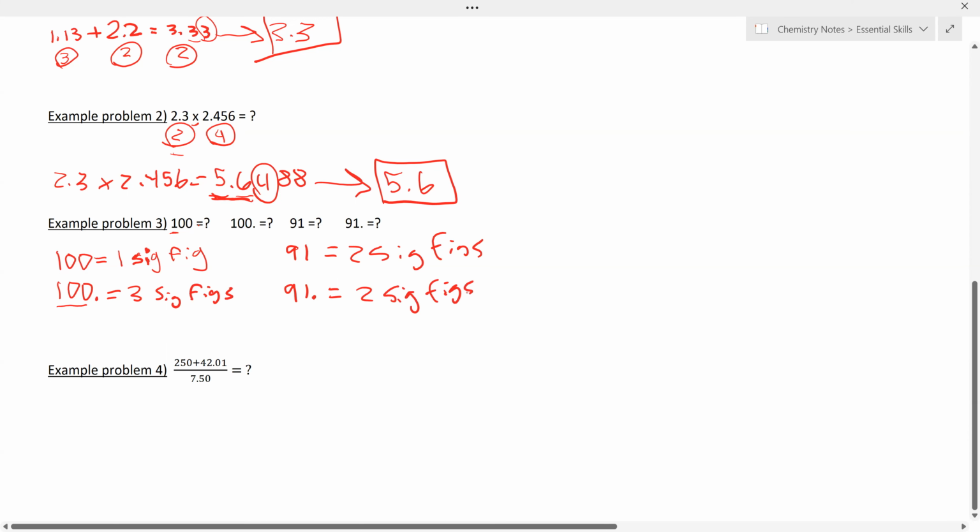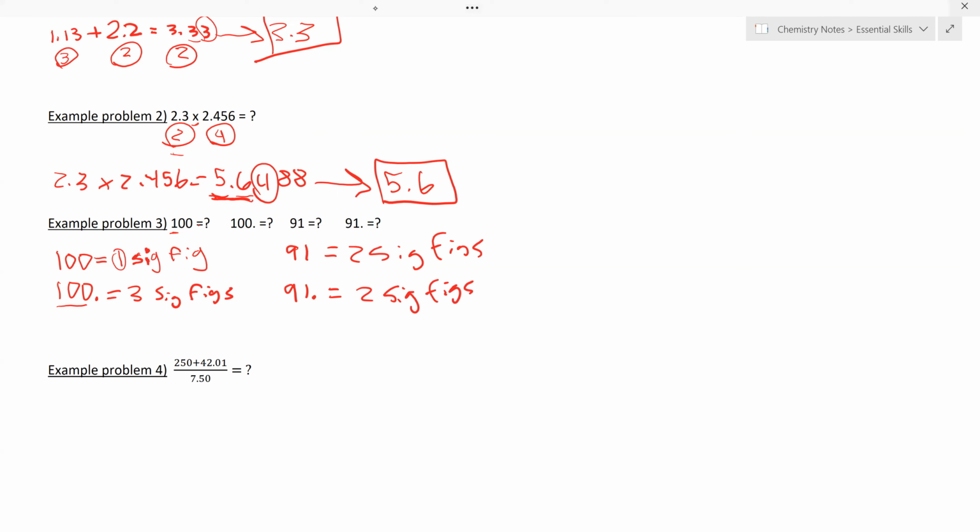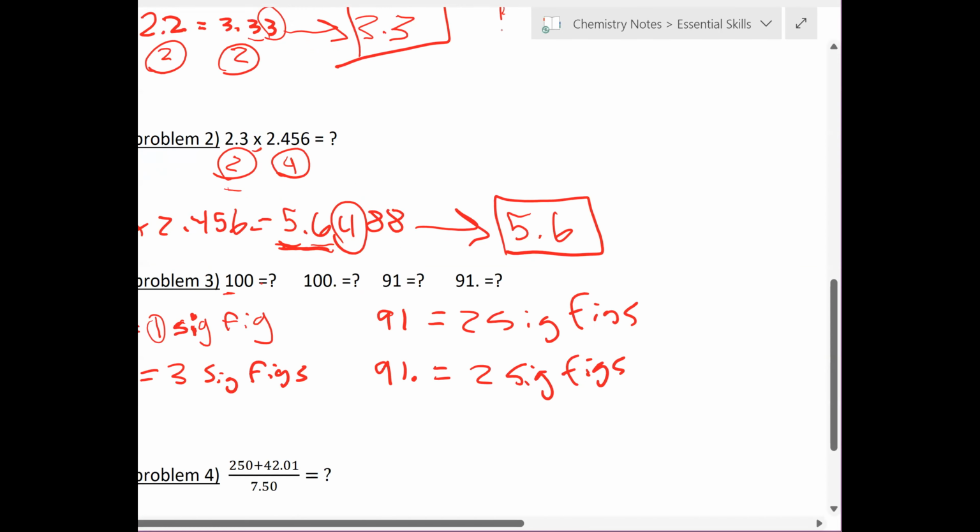And that's what really tripped me up before. I think what happened is I only paid attention to what happened to the 100 with the decimal. It's even worse than that. When I looked at the 100, I thought this was 0 sig figs, not even 1. I thought it was just 0, which is just wrong.